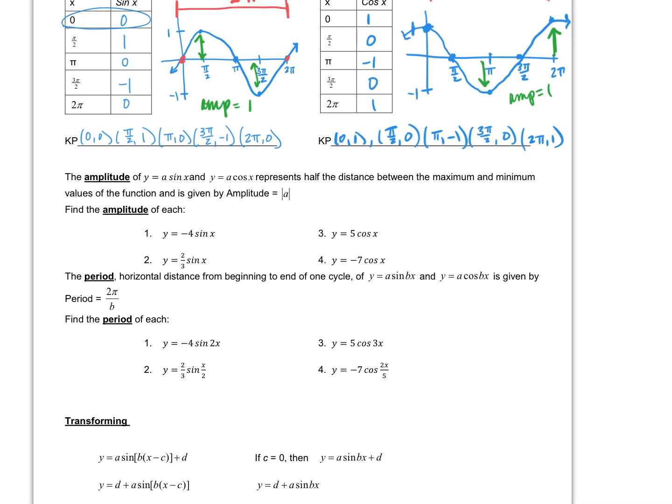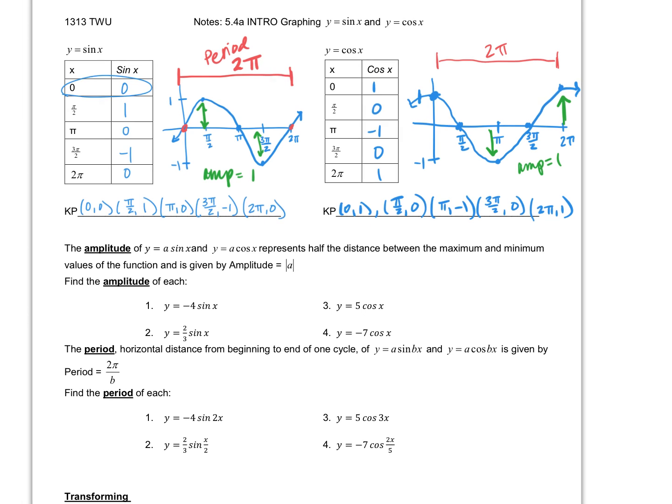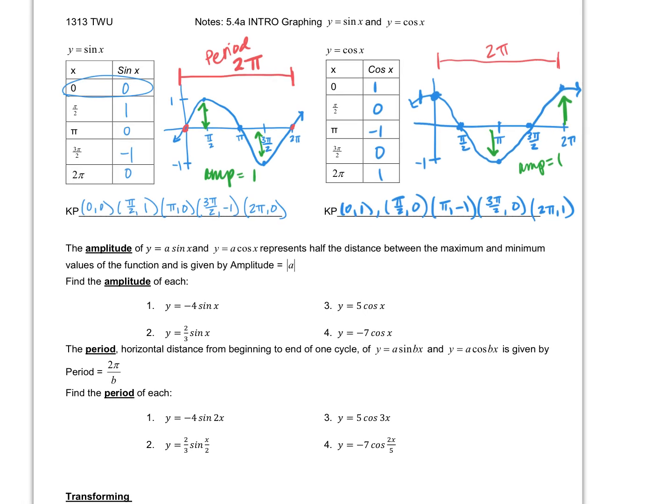Amplitude of y equals a sine of x. That a could be any number. And y equals a sine or cosine of x represents half the distance between the max and the min values of the function and is given by the amplitude of absolute value of a. So when you're looking at an equation, you're looking at the coefficient in front of either sine or cosine. That is going to tell you the distance from the midline up.